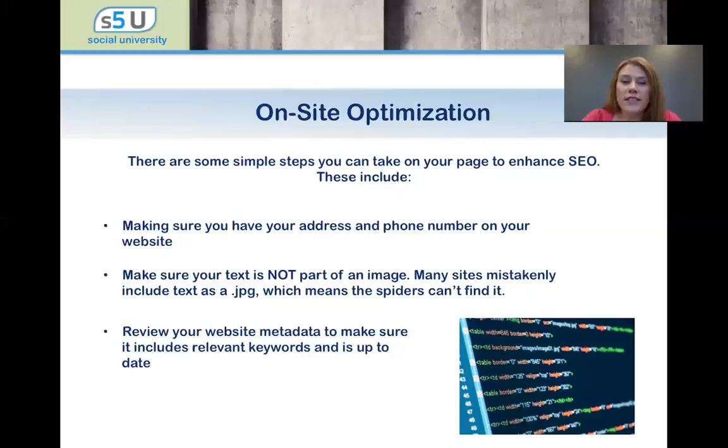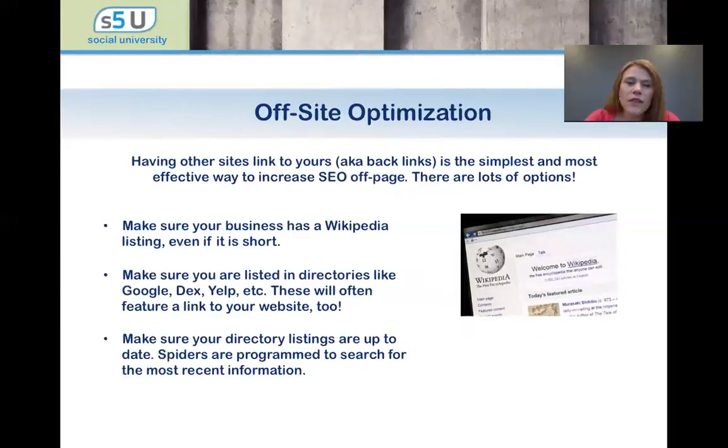Now, the cool part is that that's what you can do on your actual website. But then you can do other things off of your website that will also help. And so that's very helpful. One of the biggest things is having other sites linked to yours. These are called backlinks. And it's really the easiest way to increase SEO off of your page. And there are lots of ways that you can do this.